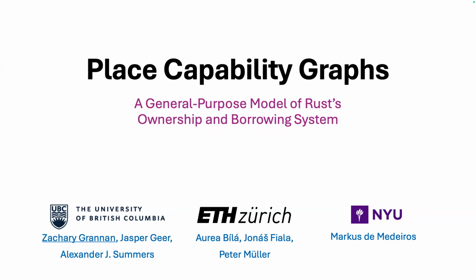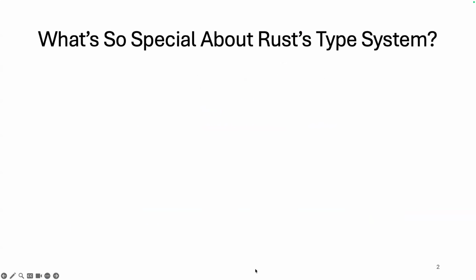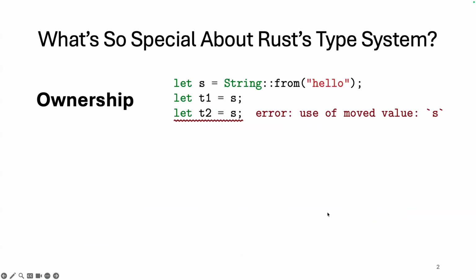To start, I'll make a statement that I think a lot of people here agree with, which is that Rust's type system is special. One of the things that makes it special is that it tracks this notion of ownership. In Rust, values are owned by places. Assignments can be seen as transferring this ownership from one place to another. And by default, values can only be directly accessed via the places that own them.